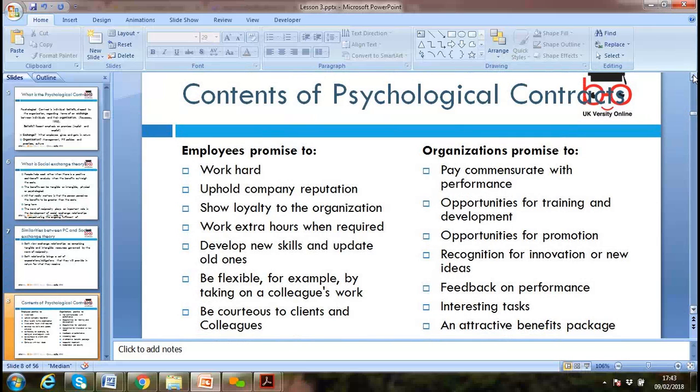The content of the contract, the employee's promise: work hard, uphold the company reputation, show loyalty to the organization, work extra hours when required, develop new skills and update old ones, be flexible, for example by taking on a colleague's work, be courteous to clients and colleagues. And the organization's promise: compensate with performance. Yes, with high performance they will get a bonus, and for efficiency.